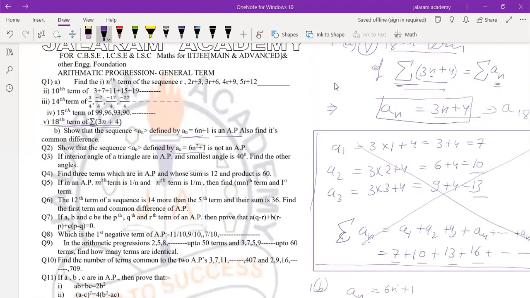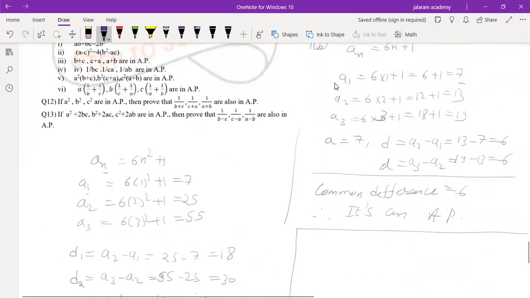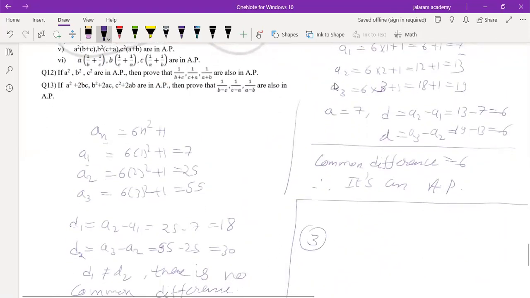Now, in question number 3, if the interior angles of a triangle are in AP, we know that a triangle has 3 interior angles and the smallest angle is 40 degrees. A equals 40 degrees given. And we know that the sum of all the 3 angles is 180 degrees. Now first in question number 3, interior angles, so there are 3 terms.